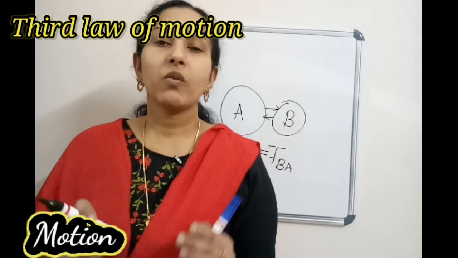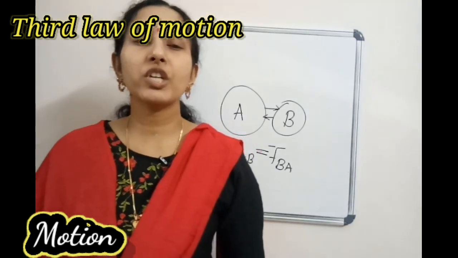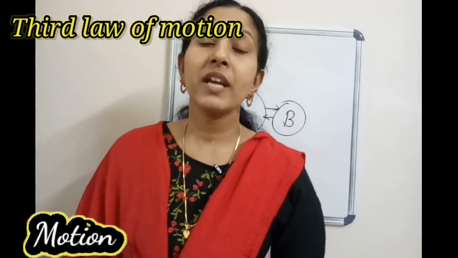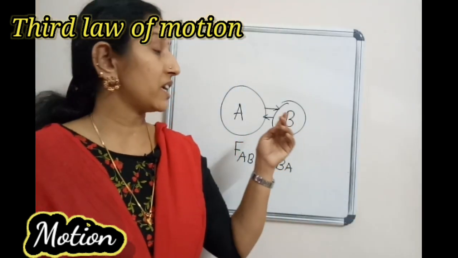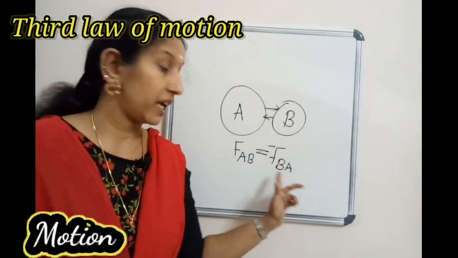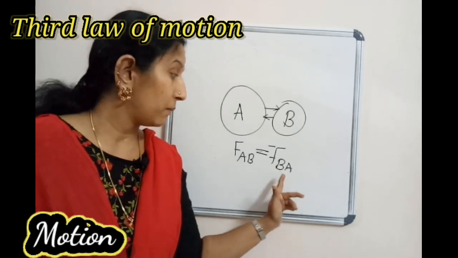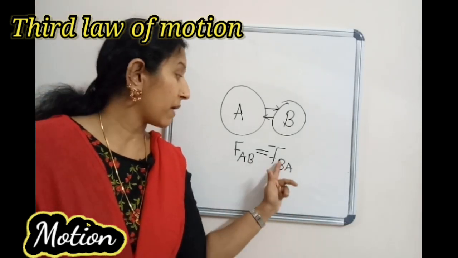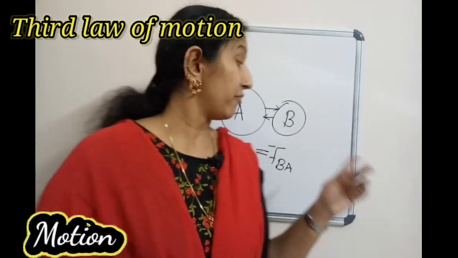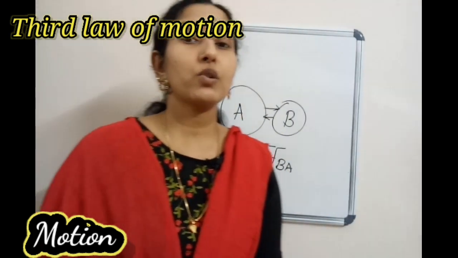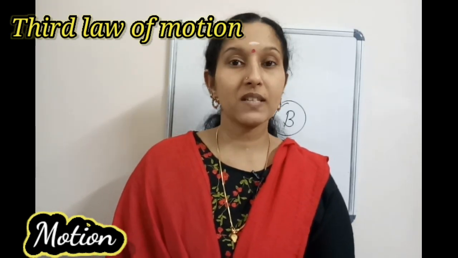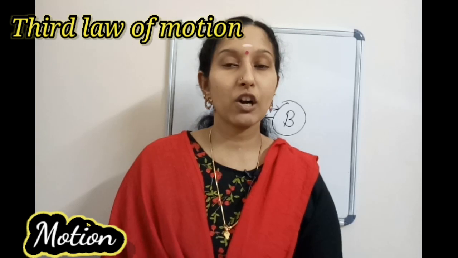So what is the statement of Newton's third law of motion? To every action there is equal and opposite reaction. And what is the mathematical representation of Newton's third law? FAB equal to minus FBA. If A exerts force on B, B also exerts force on A. Their magnitude is equal, but their direction is opposite, right? So that is the statement of Newton's third law of motion.